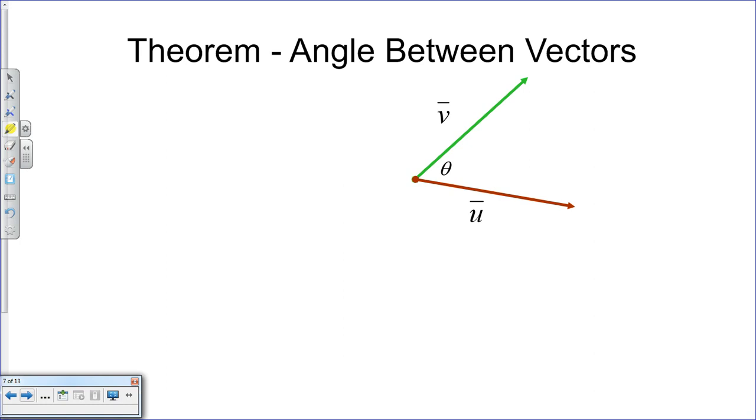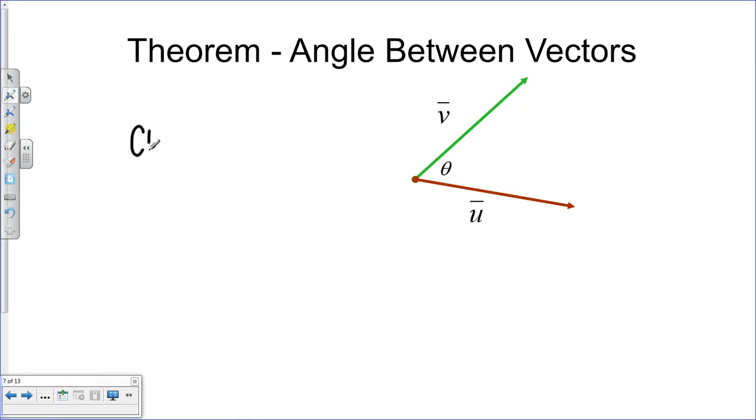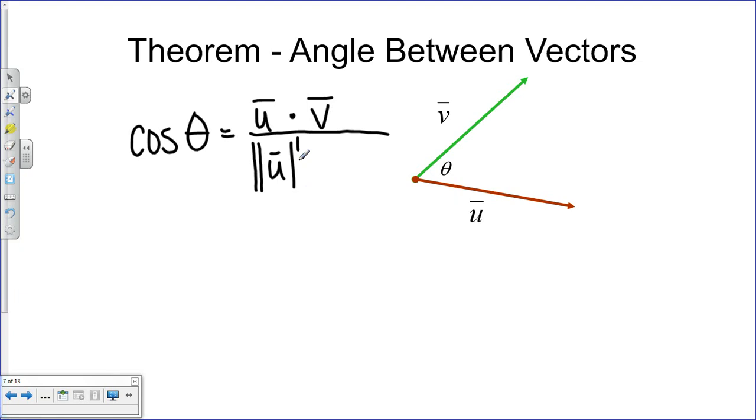So the angle between these two vectors, obviously it's going to use the dot product because it's in this section. We have an equation that says the cosine of theta, which would be the angle between them as you see in the picture, is equal to u dot v. Since the dot product is commutative, whether you go u dot v or v dot u does not matter, over the product of their magnitudes. So we take the magnitude of u and multiply it times the magnitude of v.